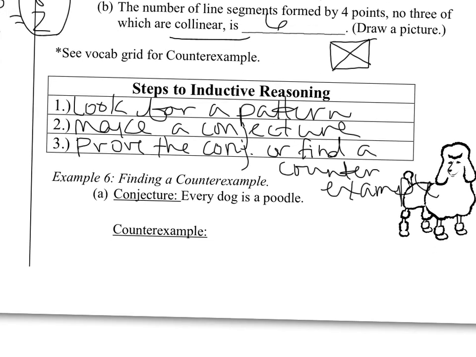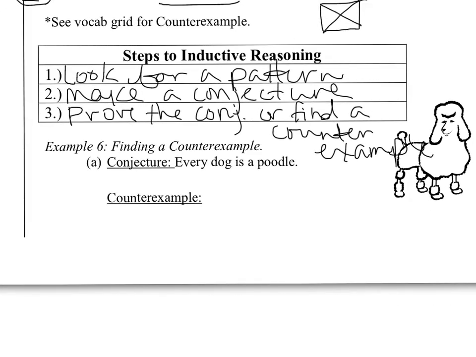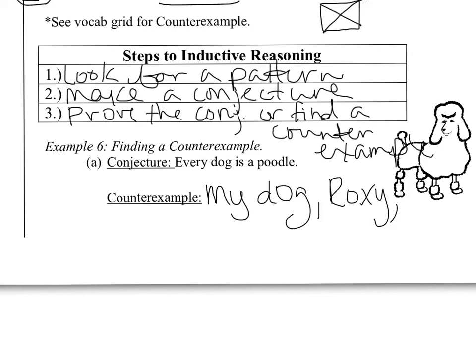Okay, so example 6 says every dog is a poodle. Now, of course, you know every dog is not a poodle, but a counterexample is a very specific example that goes against the conjecture. So I'm going to say my dog, Roxy, because see, that's very specific. It's my dog and her name is Roxy, so I'm being a very specific example. My dog, Roxy, is a pug. Okay, so I didn't just say there are pugs, and I didn't just say not all dogs are poodles. I gave you a specific example about a dog that is not a poodle.